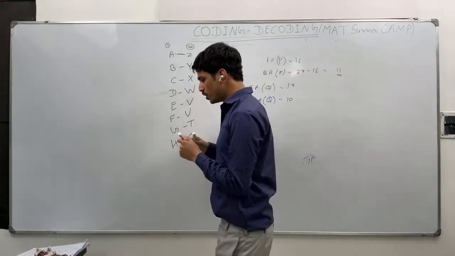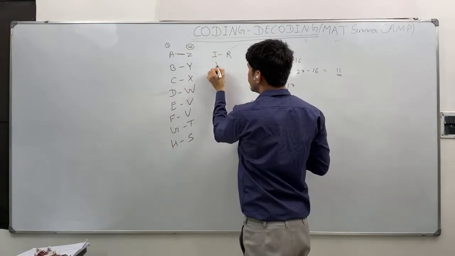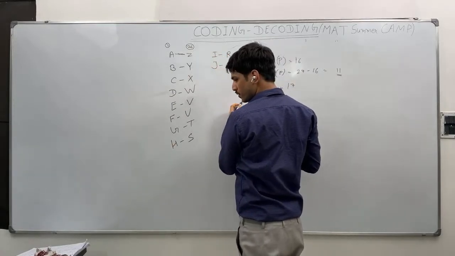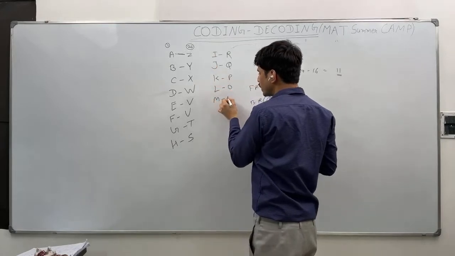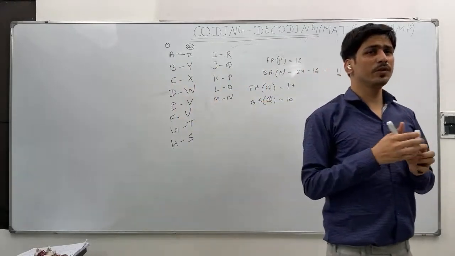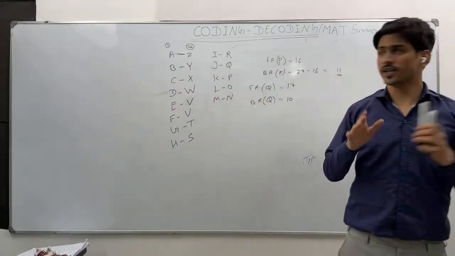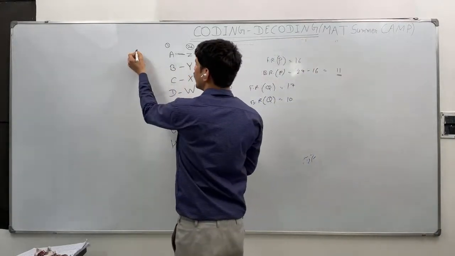Okay. So first of all, you write, then we'll have some story. IR, then we can say JQ, then we have KP, LOMN. So how can you have a story? AZ you can remember like Azad. Azad is kind of a freedom. You can say like free. Azad. This one B boy. Simple.